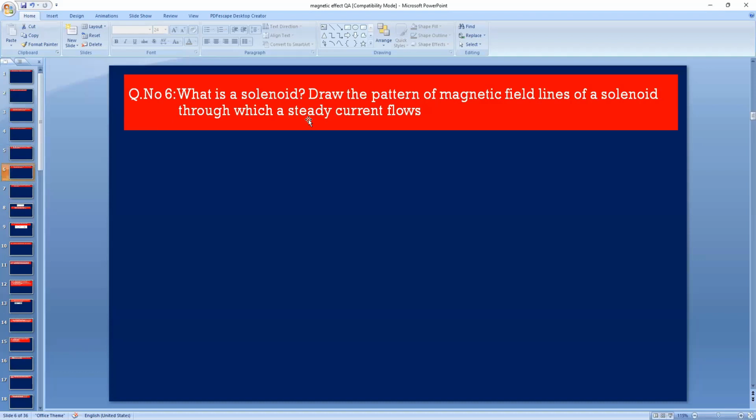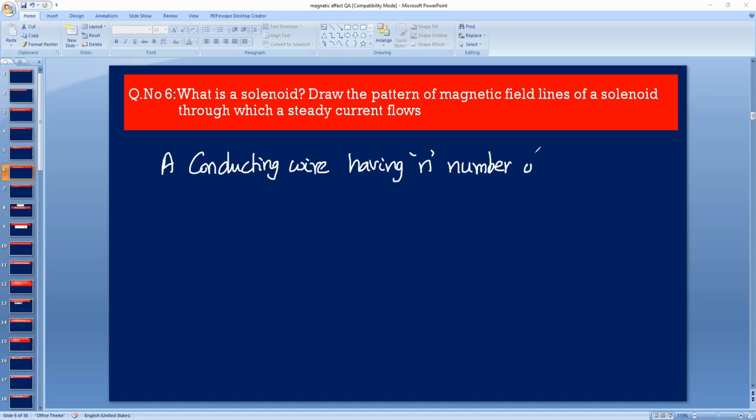Next, what is a solenoid? Draw the pattern of magnetic field lines of a solenoid through which a steady current flows. What is a solenoid? A conducting wire having n number of loop lines with the same radius is called a solenoid.